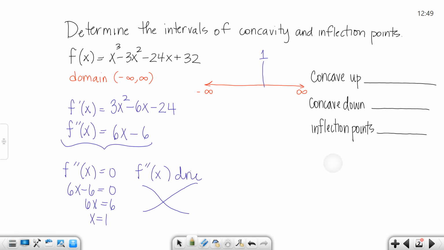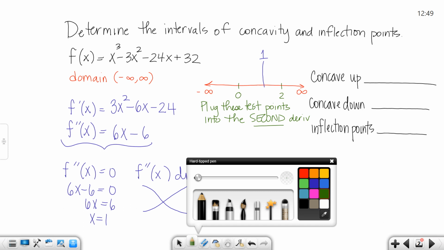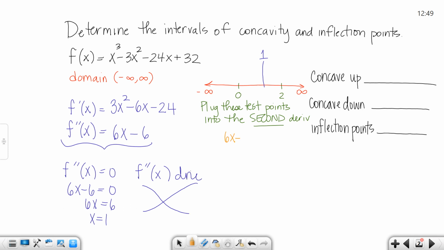You're going to choose a test point from each interval. A number I might choose out here, I might choose 0. A number I might choose out here, I might choose 2. Now what you're doing with these numbers, plug these test points into the second derivative. Okay, so my second derivative here is 6x minus 6. If I plug 0 into that, I get negative 6. Negative is what's important. If I plug 2 into the second derivative, I get 12 minus 6, which is a positive 6.